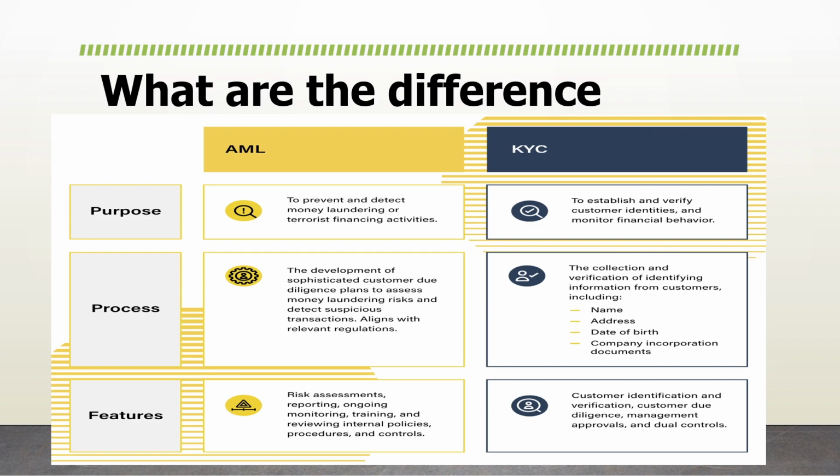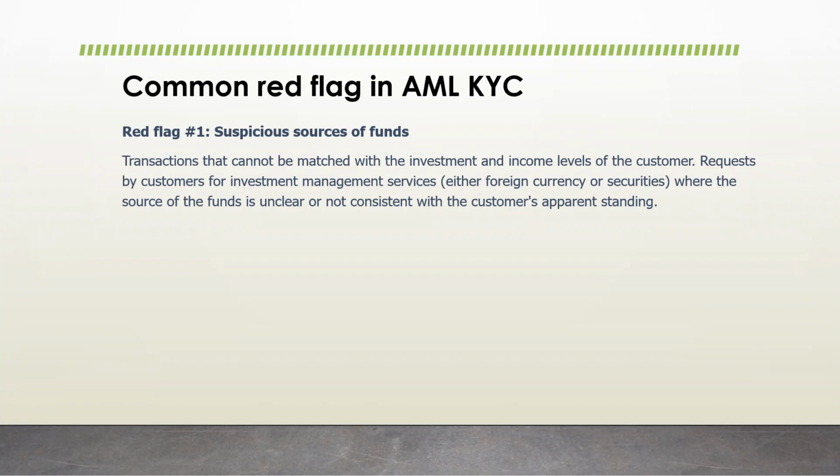etc. The features of AML are risk assessment, reporting, ongoing monitoring, training, and reviewing internal policies, procedures, and controls. The features of KYC are customer identification and verification, customer due diligence, management approval, and dual controls. Let's move to the next slide.